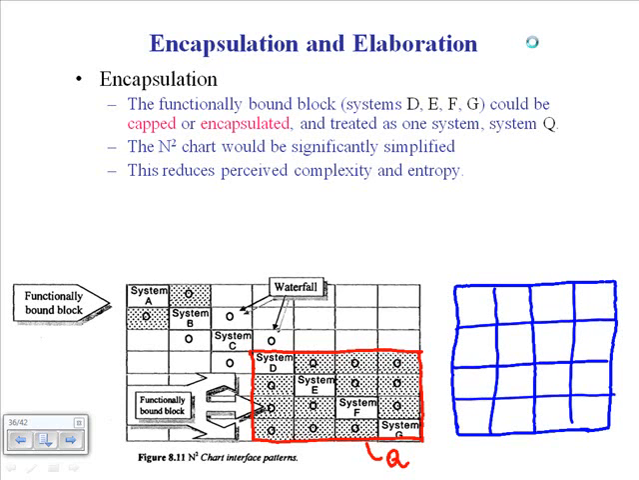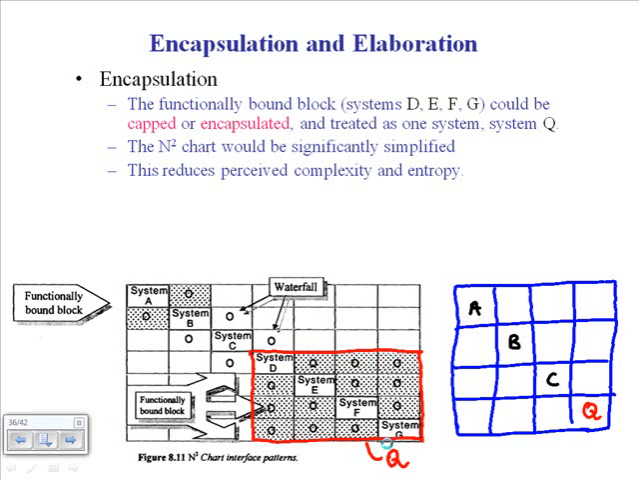So I have my original system A, B, and I have C. And now, instead of representing the entire block, D, E, F, and G, I'm just going to represent it as Q. Okay, why can I do that?